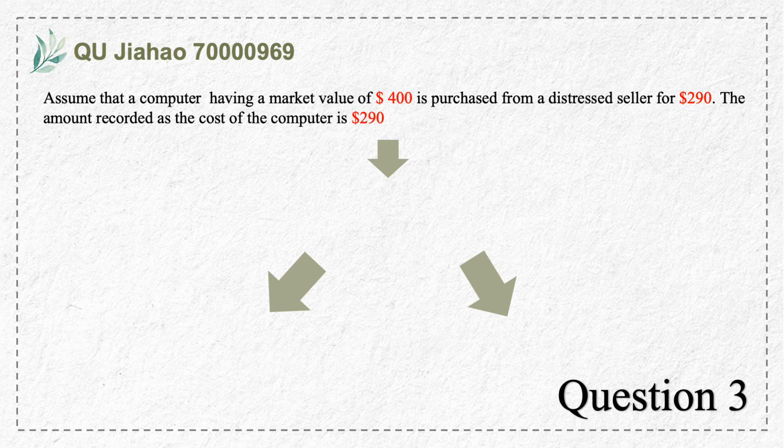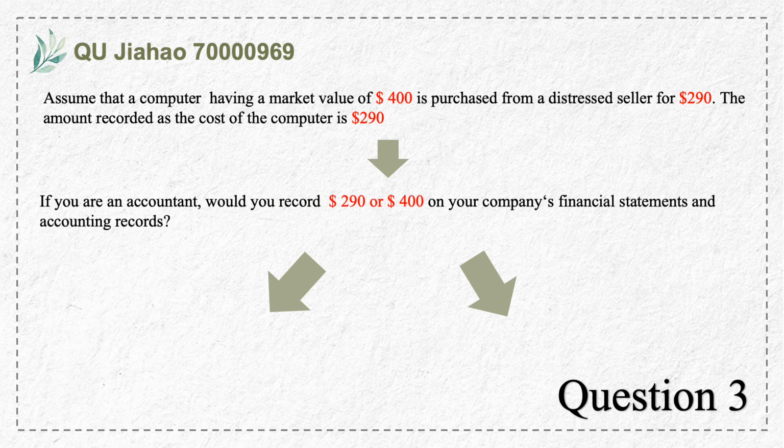And for question 3, assume that a computer having a market value of $400 is purchased from a distressed seller for $219. The amount recorded as the cost of the computer is $219. So here is a question. If you are an accountant, would you record $219 or 400 in your company's financial statements and accounting records?